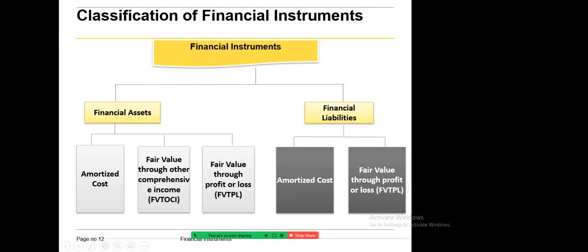Fair value through profit and loss is generally the residual category. That is, if anything is not getting covered in these two, it will get placed under FVTPL. Similarly, if anything is not getting covered under amortized cost, it will get covered under FVTPL.